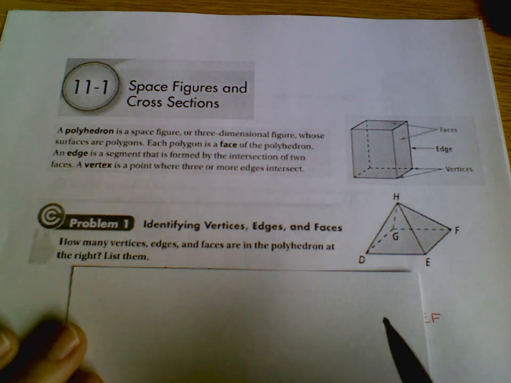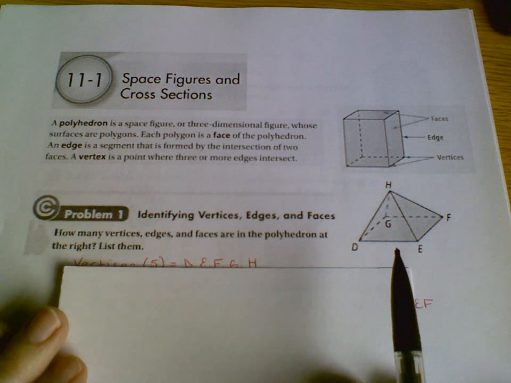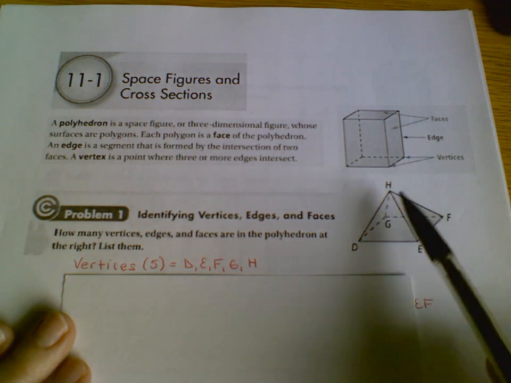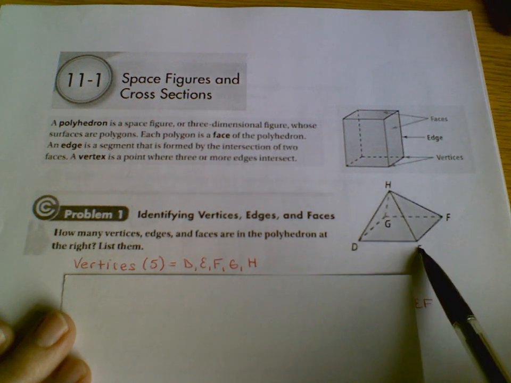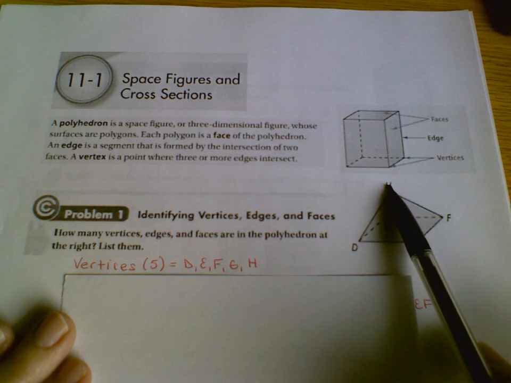It says, how many vertices, edges, and faces are in the polyhedron at the right? List them. Vertices, again, would be where all of your corners are. So I would have 5 of those. If I listed it, it would just be points. So I listed D, E, F, G, and H.